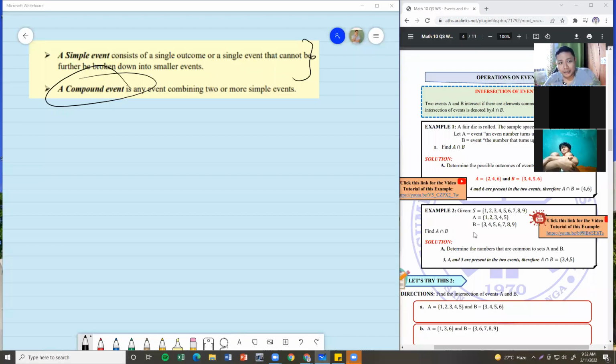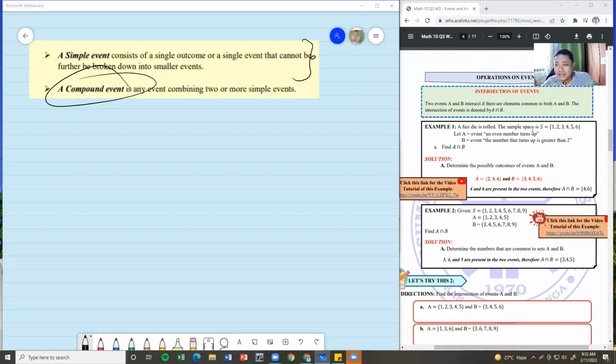So a while ago, it was made clear that a simple event is just dealing with one event as compared to the sample space. And now for the compound event, we will be dealing with two or more simple events. Let's have this as an example.